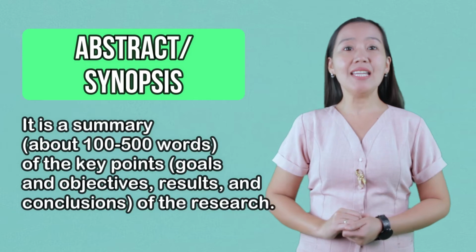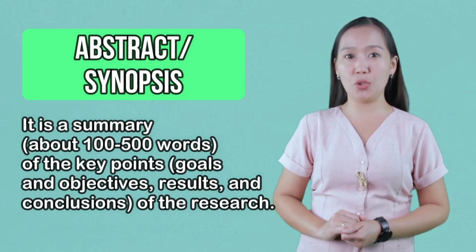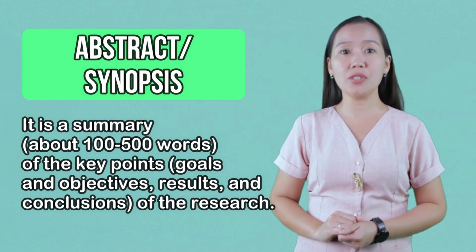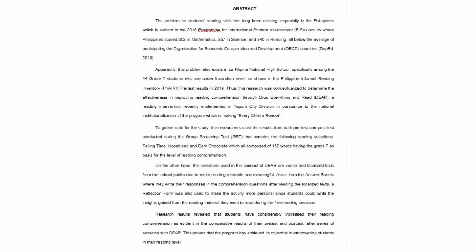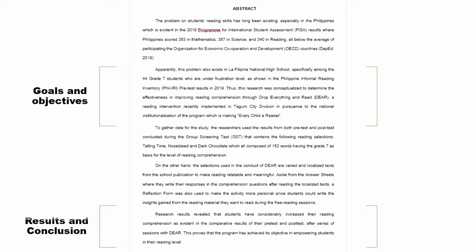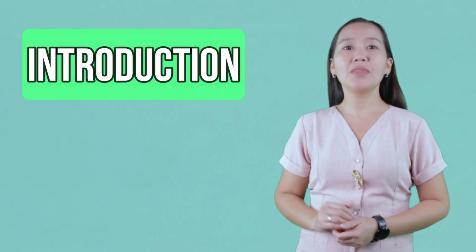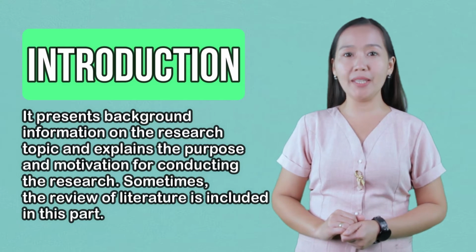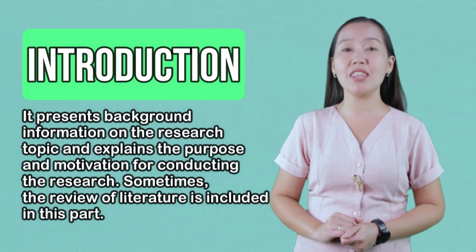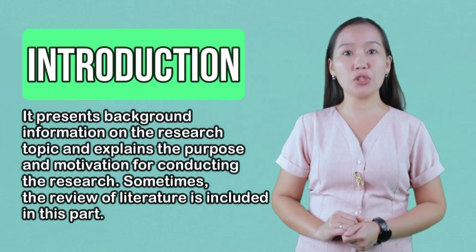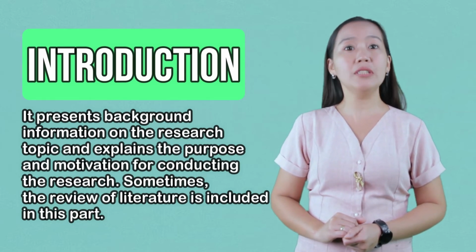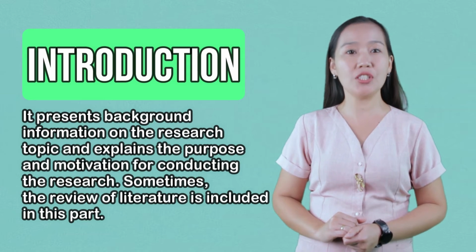Abstract or synopsis. It is a summary, about 100 to 500 words, of the key points, the goals and objectives, results and conclusions of the research. The introduction. It presents background information on the research topic and explains the purpose and motivation for conducting the research. Sometimes, the review of literature is included in this part. The review of literature presents what other researchers have done related to the study.